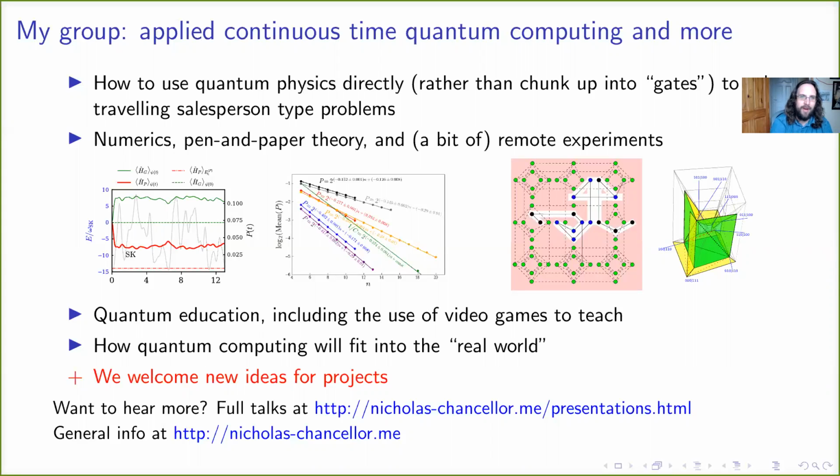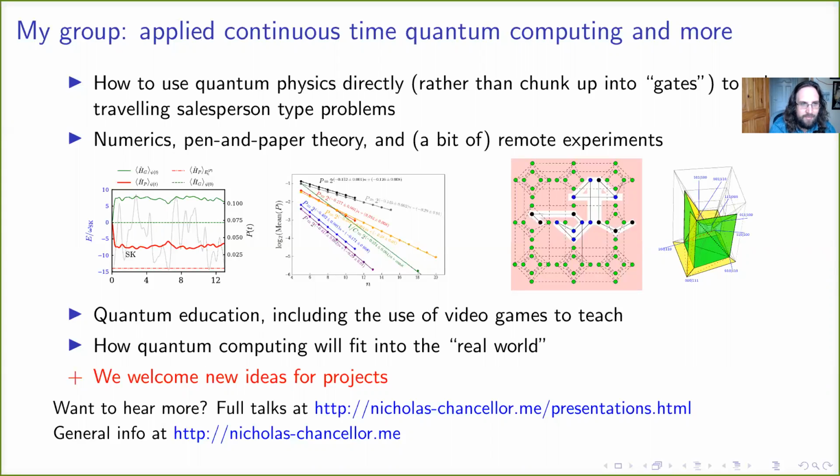We do this with numerics, pen and paper theory, and even a bit of remote experiments on quantum annealers and in some rare cases on gate model quantum computers. What we do is we study a lot of the underlying physics of how these work. So you can see I've made some plots here.